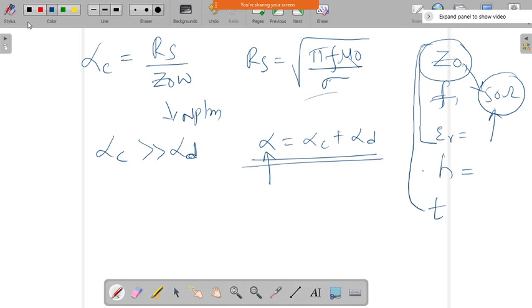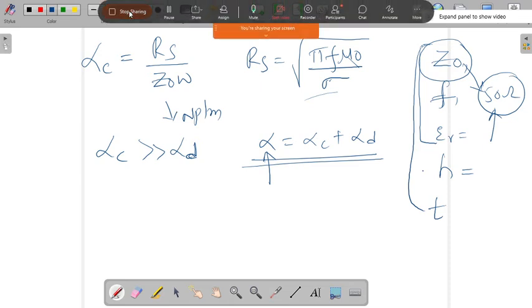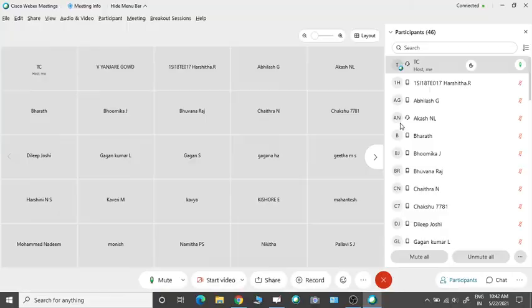Okay, so this is about the microstrip line. So if you have any doubt, you can ask. Anybody any doubt? Hello, understood or any doubt?